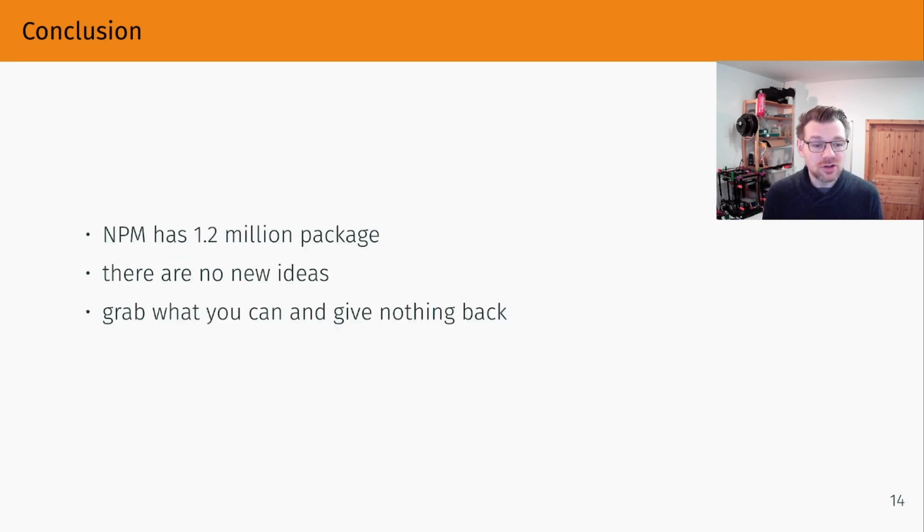So to conclude this very short presentation about faked and translating JavaScript and TypeScript to D: npm, for JavaScript, has 1.2 million packages. Usually, for most cases, there are no new ideas. Whatever you think is unique about your library, npm has it. I bet you drinks at the next physical DConf that the library that you want to implement exists in npm. So grab what you can and give nothing back.